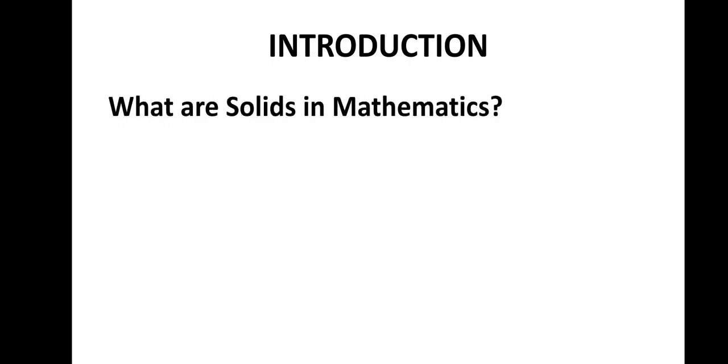Now, introduction part. What are solids in mathematics? As the chapter name is visualizing solid shapes, first of all we need to be clear what solids are in mathematics. Shapes, everyone knows, are the figures which we deal with, like triangle, rectangle, square, cube, sphere. All these come under the category of shapes. But there is a difference between 2D and 3D shapes. And what are these solid shapes?